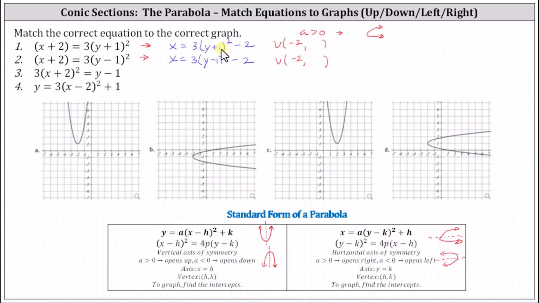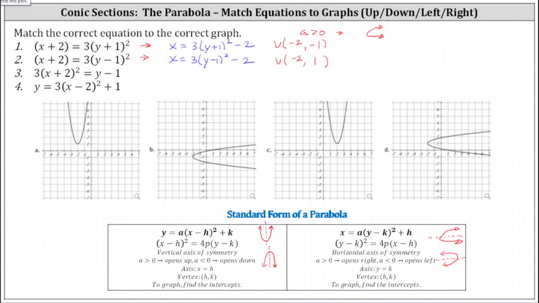But then for the y-coordinate, which is equal to k, for the first equation, or number 1, because we have y plus 1, which is equivalent to y minus negative 1, k, or the y-coordinate of the vertex, is negative 1. And for the second equation, or number 2, because we have the square of y minus 1, k is positive 1, and the y-coordinate of the vertex is positive 1. So now we're looking for two graphs that open to the right, where one vertex is (-2, -1), and the other is (-2, 1).